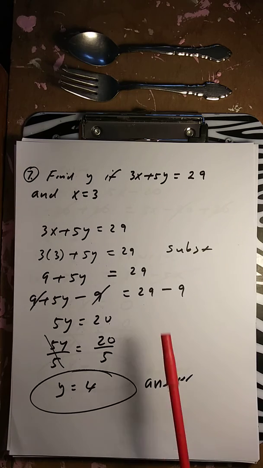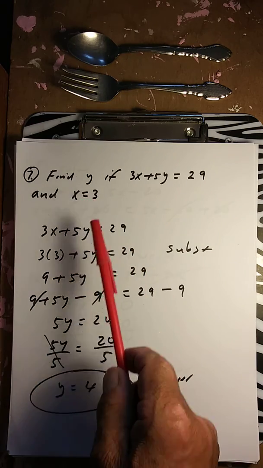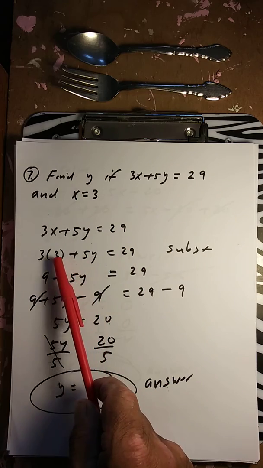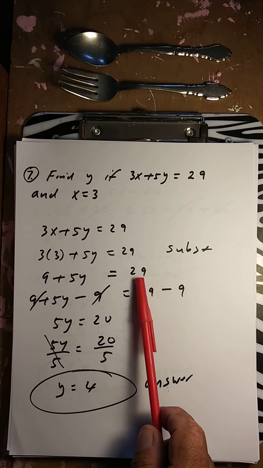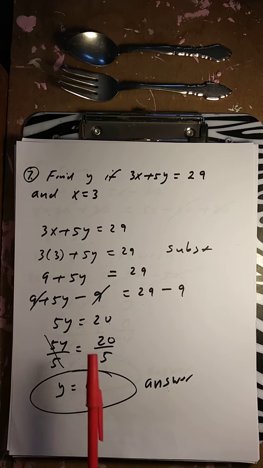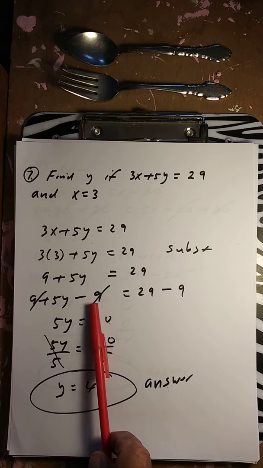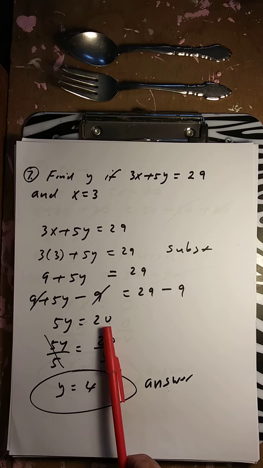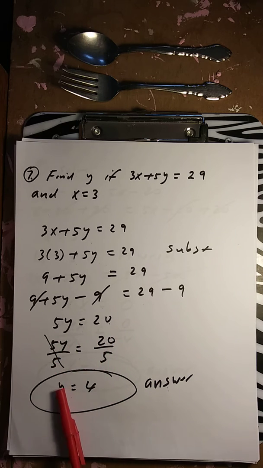Find y if 3x plus 5y equals 29 and x equals 3. There's our formula. 3x plus 5y equals 29. Substitute in 3 for the x. So 3 times 3 is 9 plus 5y equals 29. And then the next step, we're going to go minus 9, minus 9. So 9 plus 5y minus 9, 29 minus 9. These are gone. So 5y equals 20. Divided by 5, divided by 5. 5 cancels out right here. So you have y. 20 divided by 5 is 4.